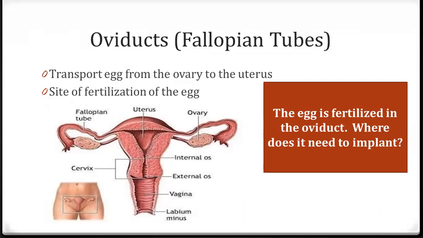Okay, oviducts transport an egg from the ovary to the uterus. Oviducts are the same as fallopian tubes. I think that's a more common name. This is the site of fertilization of the egg. So the ovary releases the egg into the fallopian tube, and that's where it would get fertilized, but it does not implant until it reaches the uterus.